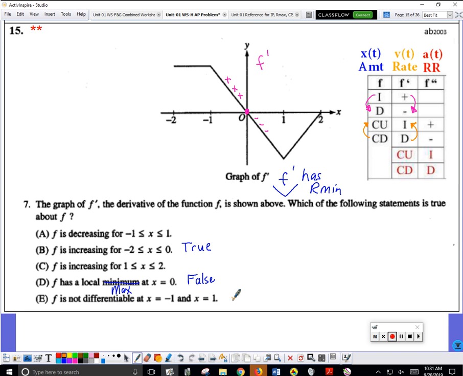So we did this before, just making flashcards now. F is not differentiable if F has a discontinuity, vertical tangent, or corner. Don't mix those up. So F is not differentiable if F has a discontinuity, corner, or vertical tangent. That's what will make F not differentiable.